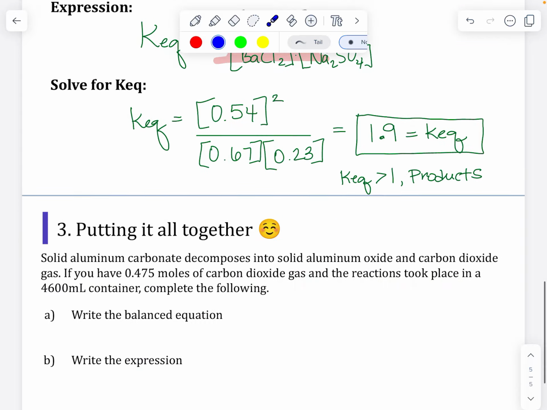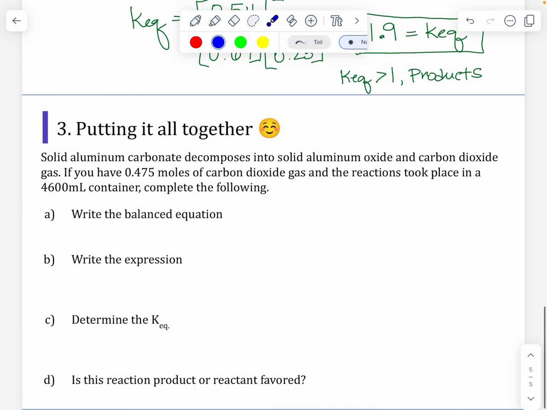All right, so putting all this together, if we go ahead and write a reaction, feel free to pause this if you would like to write the reaction on your own.